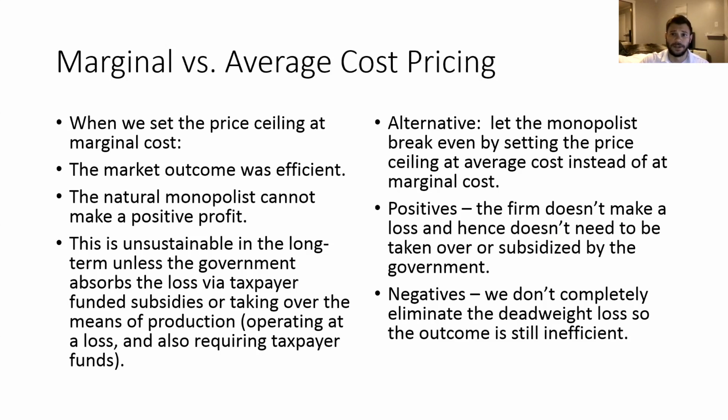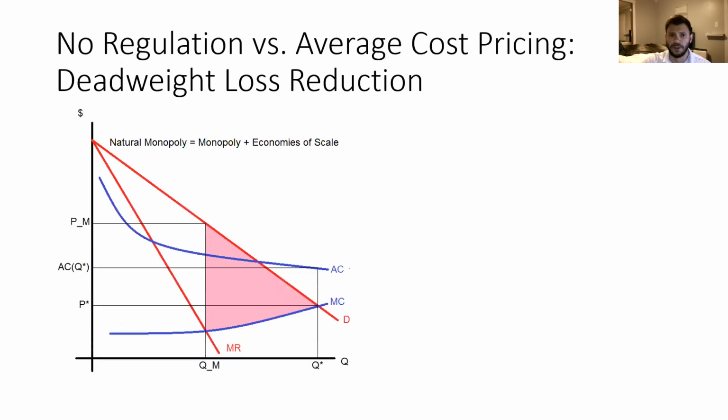Now, I want to take a minute and compare diagrammatically the base case, where we had a natural monopolist that we were not regulating, to the case where we are regulating the natural monopolist by forcing them to charge a price at average cost instead of marginal cost. In the first case on the left here, if the monopolist is unregulated, then he produces where marginal revenue equals marginal cost, and he charges that markup above marginal cost, resulting in this gigantic deadweight loss.